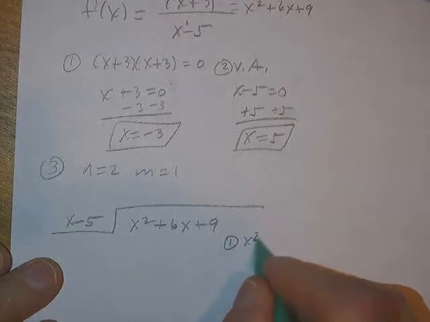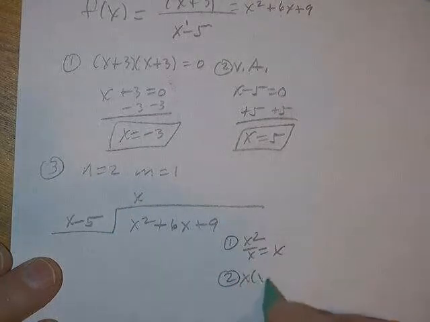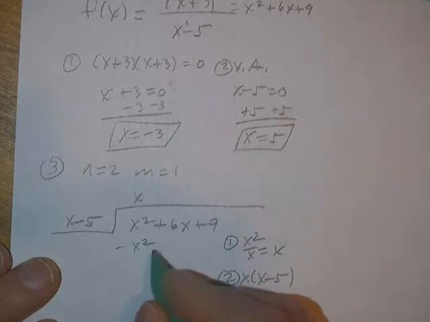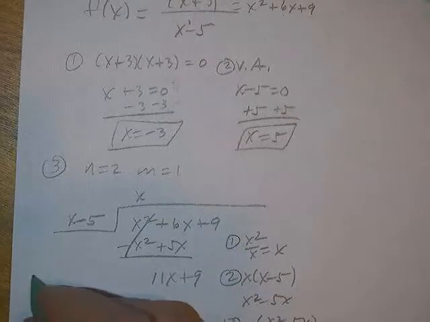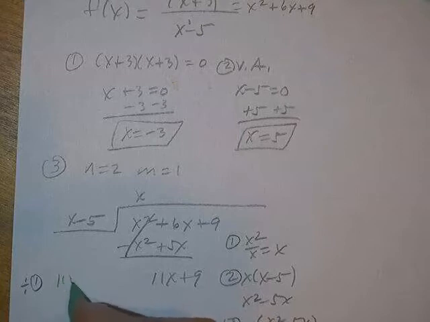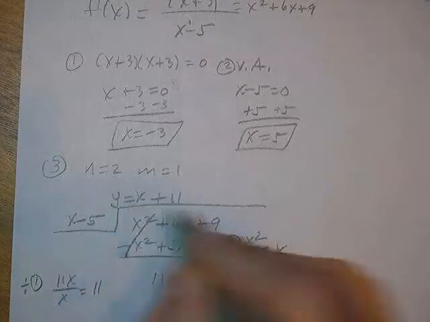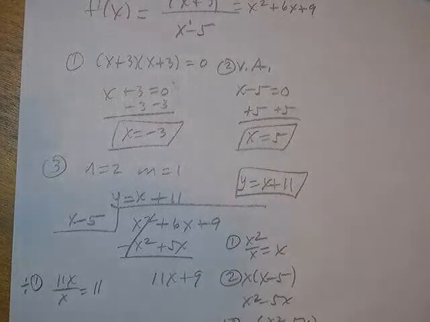Okay, so the first step is to divide. There's that one. The second step is to distribute. The third step is to subtract. Write this under here. On the second round, you want to divide 11x by x and you get 11. Stick a y in front of it. And there's your slant asymptote.